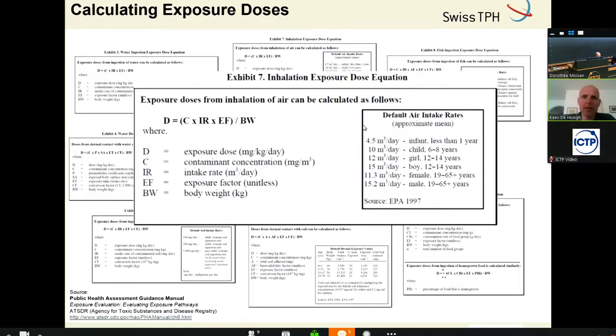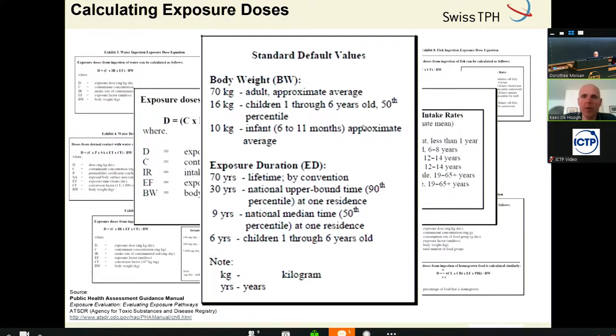Of course, it's very difficult to assign values for every single person. So what they did in this manual is give you default air intake rates, for instance. Here we have different air intake rates for different subgroups of the population, from infant, child, girl and boy, female and male. This is, of course, based on the American population, and it might be different if you do this for a European population or for a national population somewhere else. But these are the ones the EPA has assigned. They also have standard default values for body weight, for exposure duration, etc. So this is how you can then do these calculations.